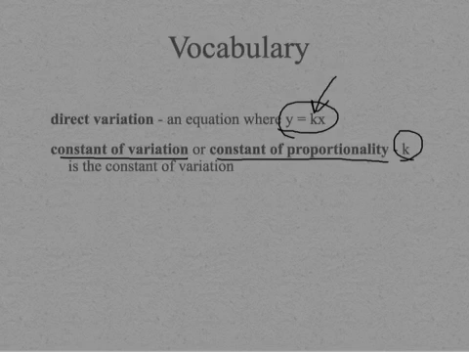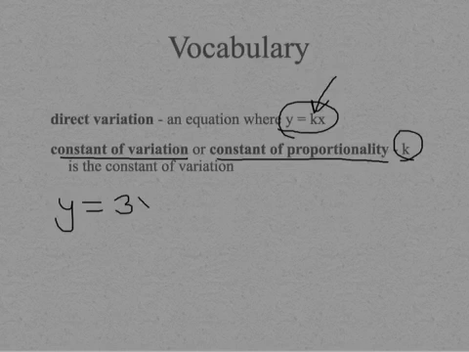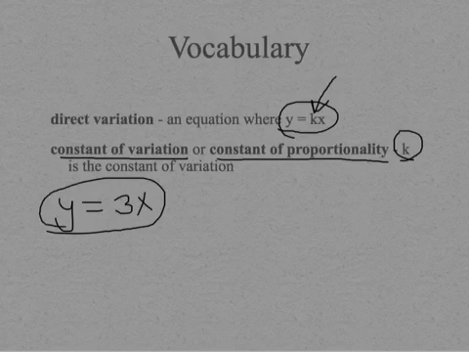All right. So if I had, let's say, the equation y is equal to 3x, then in this case, this is certainly a direct variation equation. And the reason why it's direct variation is because it fits this form. And furthermore, 3 is referred to as the constant of variation or the constant of proportionality. This is a type of equation that you will see that's really, really common.